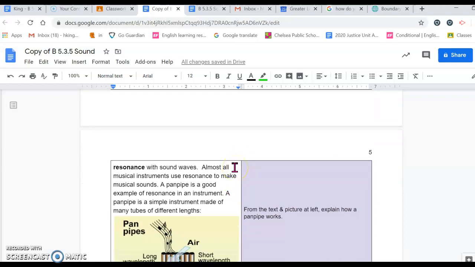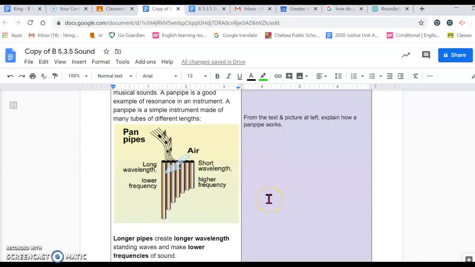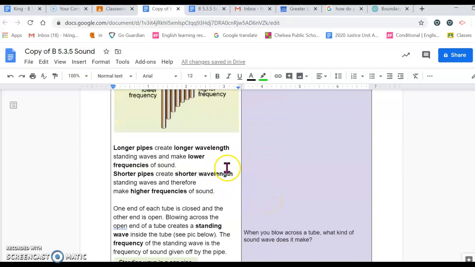Almost all musical instruments use resonance to make musical sounds. Panpipe is a good example of resonance in an instrument. A panpipe is a simple instrument made of many tubes of different lengths, okay? So here's our different lengths, longer lengths and shorter lengths over here. Okay. Longer pipes create longer wavelength standing waves and make lower frequencies of sound. Shorter pipes create shorter wavelength standing waves and therefore make higher frequencies of sound.